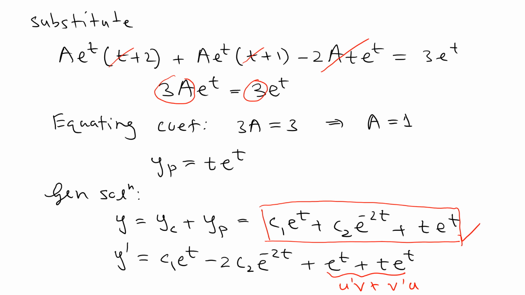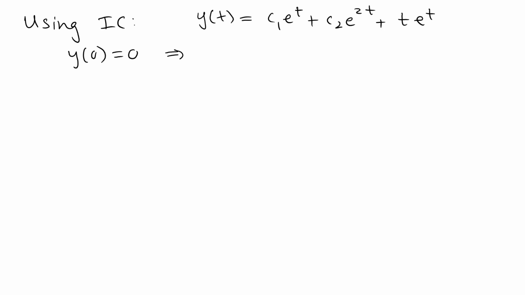Now we use the initial conditions. Okay, so let's use the initial conditions now. So using initial conditions, we have y(0) equals 0. That's going to give you, we're going to plug into the y expression. So what we had, y(t) equals c1 e^t plus c2 e^(-2t) plus t e^t. So let's plug in.